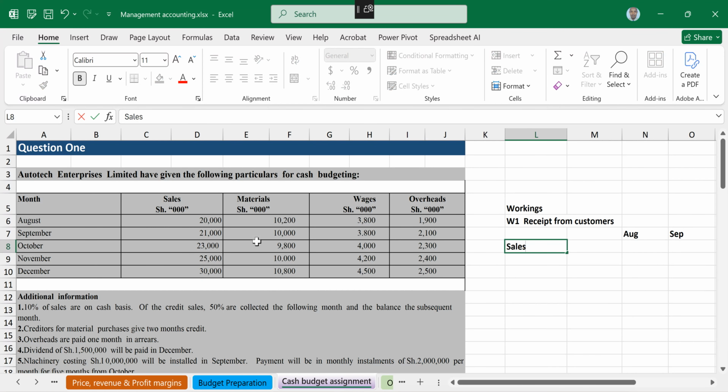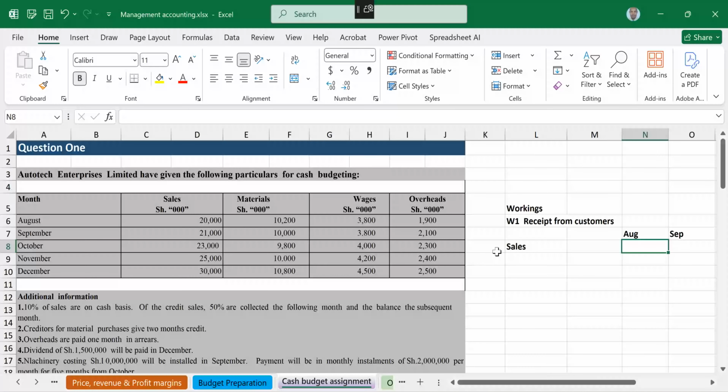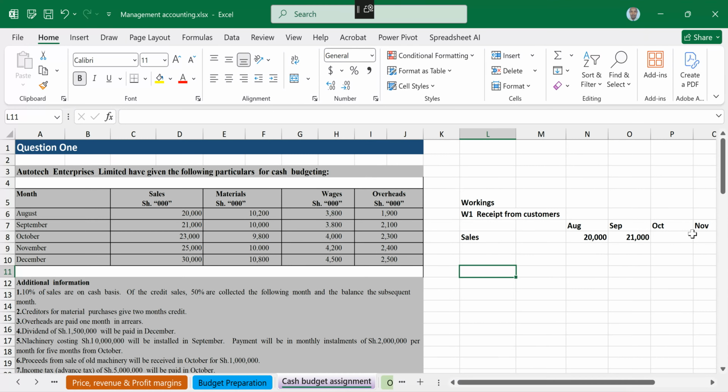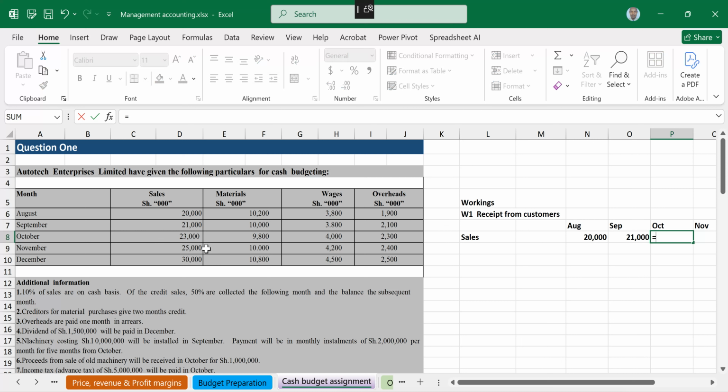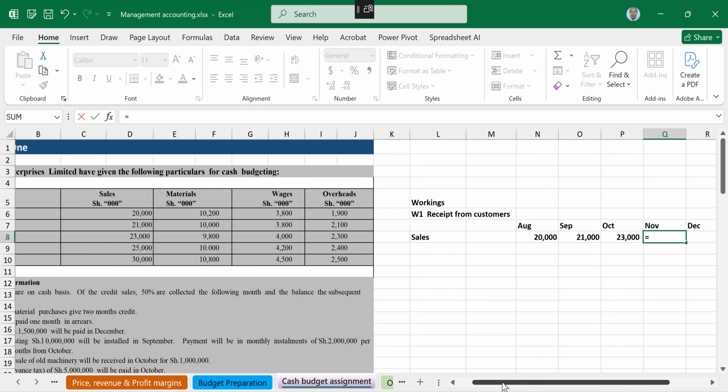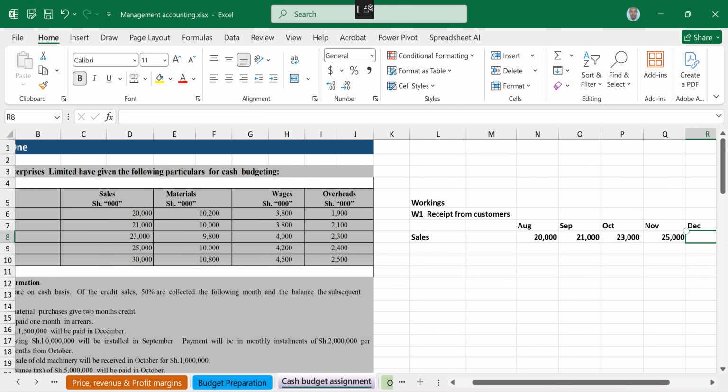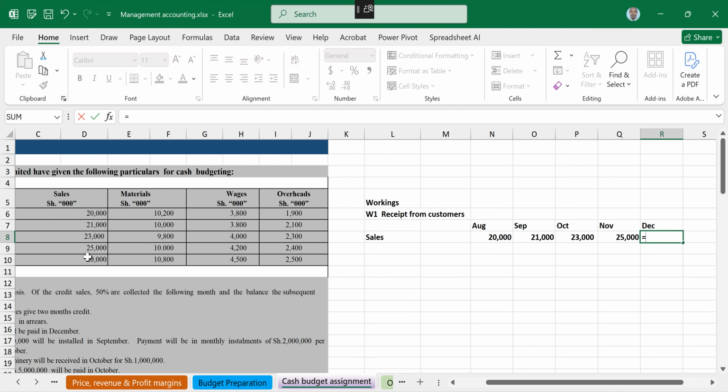Now start with the sales. The sales that were made. The first one is 20,000. The second one, 21,000. What is the sales for October? October sales are 23. Then November sales are 25. Then finally the December sales are 30. So these are sales.